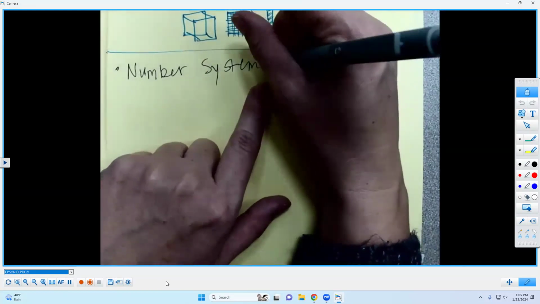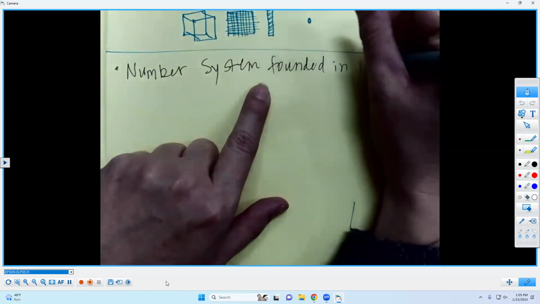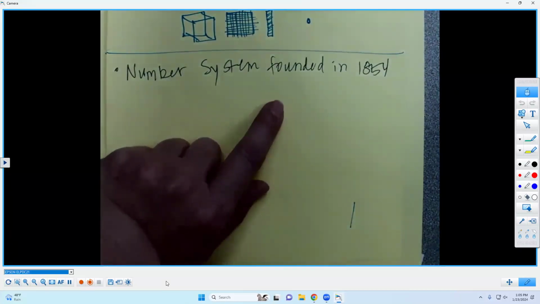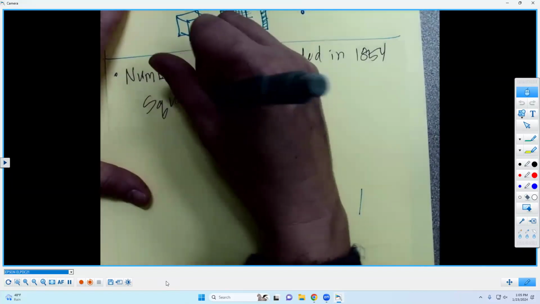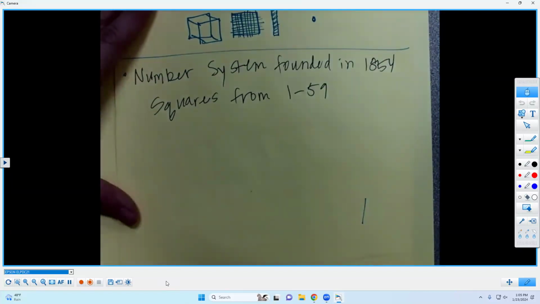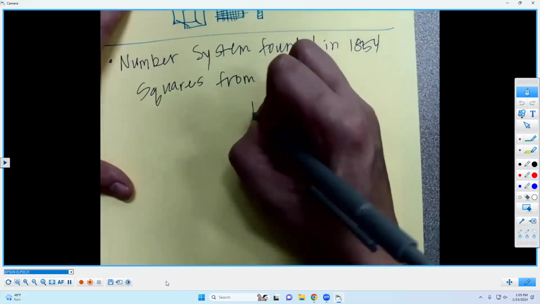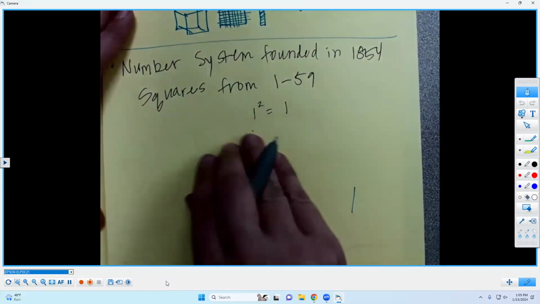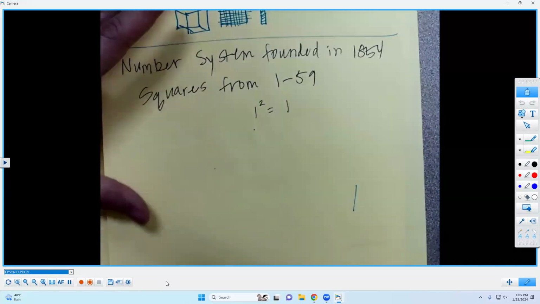Okay. So this number system was found by us in 1854 from this tablet, and the tablet had the squares from 1 to 59. So it contained squares from 1 to 59. So it was easy to read squares from 1 squared is 1, and this is again in cuneiform, not in our numbers, with all these symbols, and we'll go over that in a minute.